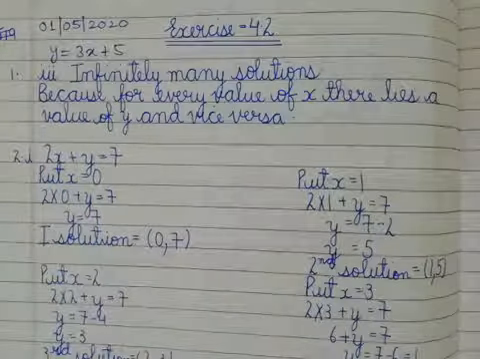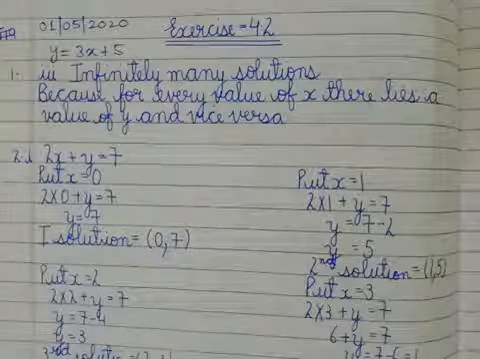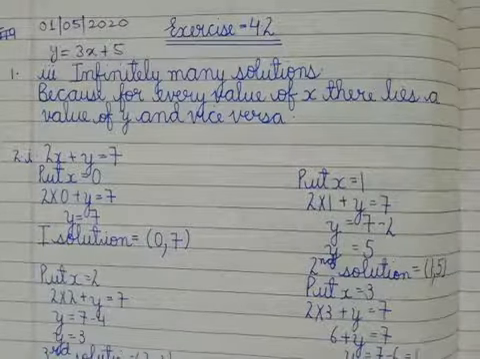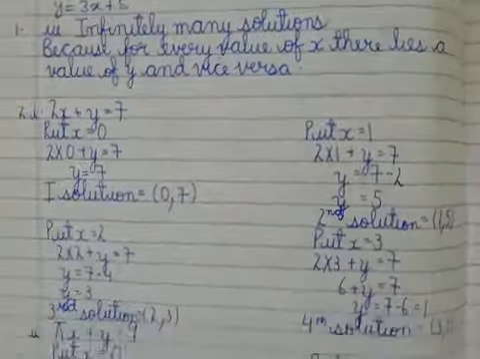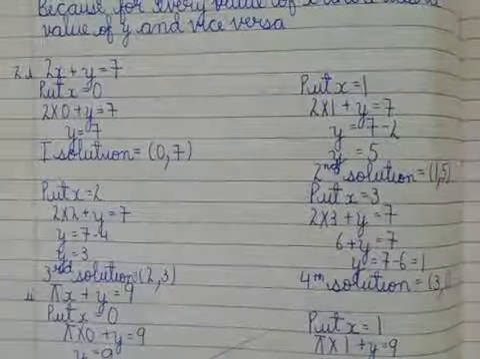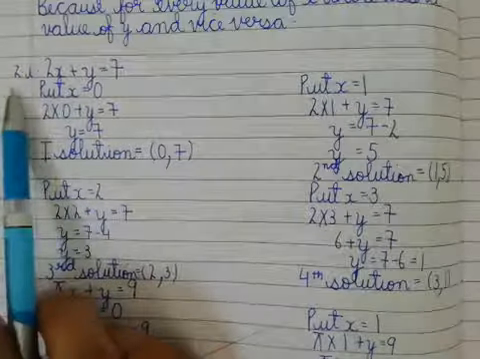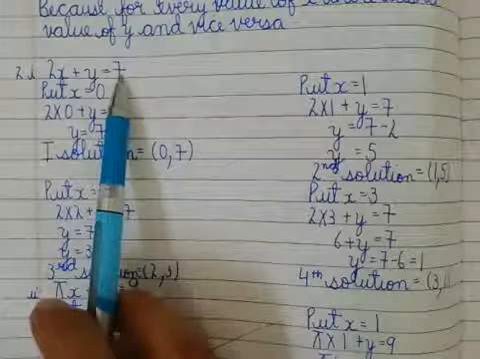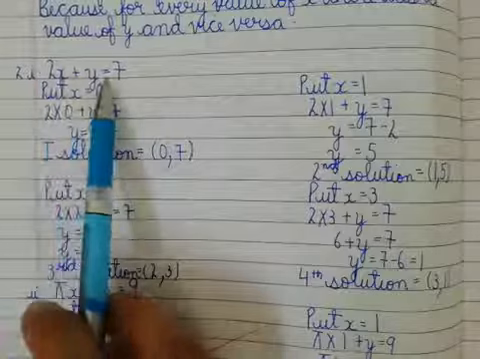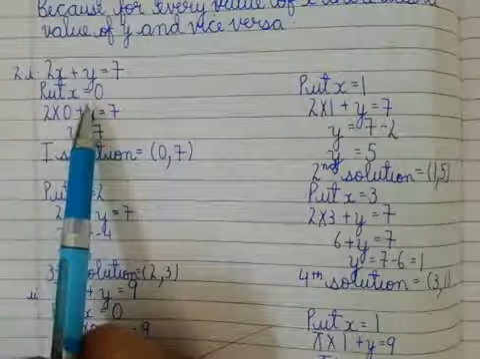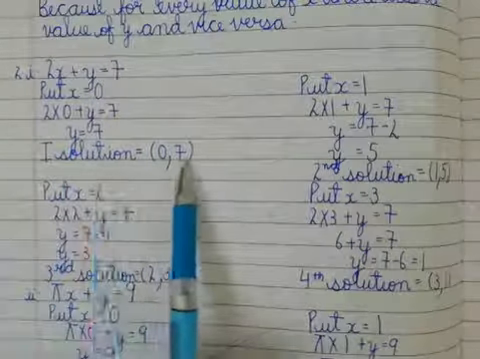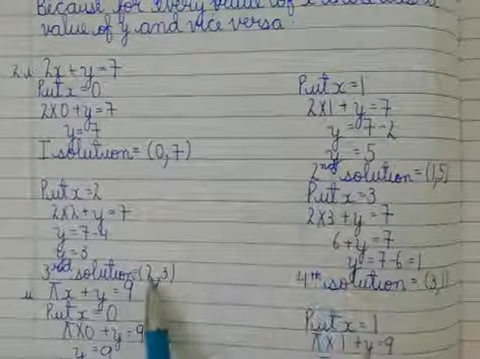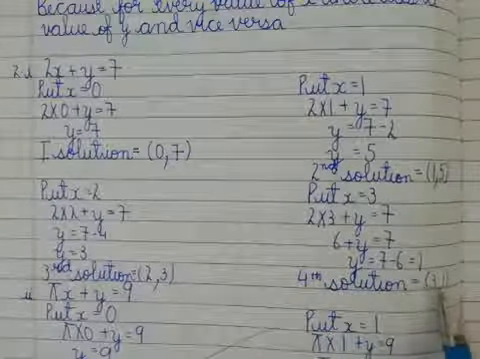Now question number 2. In this we are given some equations and we have to find out 4 solutions of the equation. Let us check how to find this. Question number 2, A part. The equation given to us is 2x plus y is equal to 7, a linear equation in two variables. We have to find out 4 solutions. Here we have taken out the first solution 0, 7. Second solution is 1, 5. Third solution is 2, 3. And fourth solution is 3, 1.